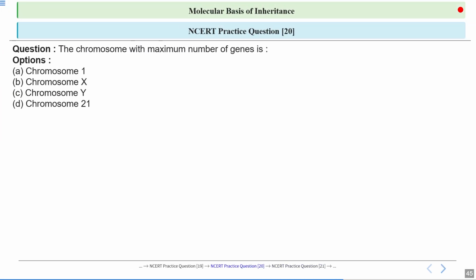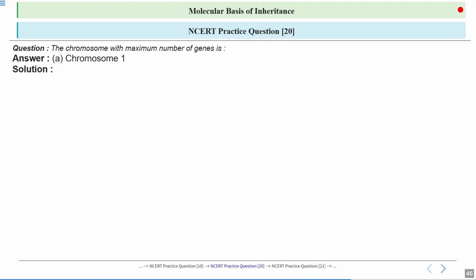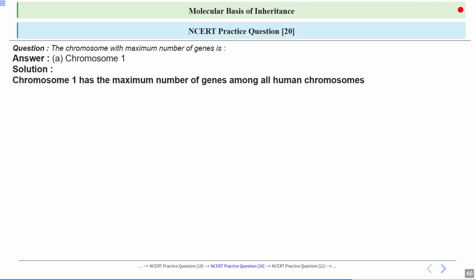Next one, the chromosome with maximum number of genes is. What are the options? Chromosome 1, X, chromosome Y, or chromosome 21? What is the correct answer? The correct answer is chromosome 1. Option number A is the correct answer.